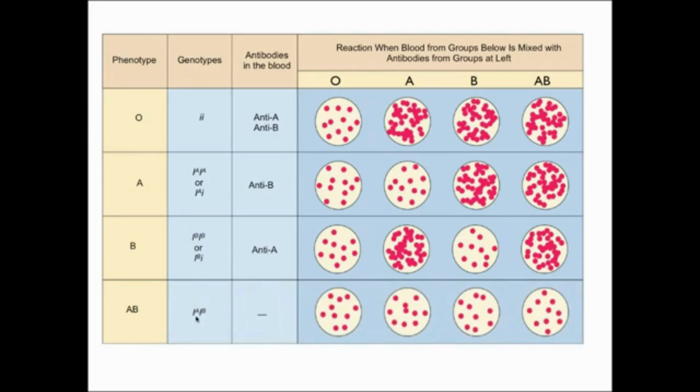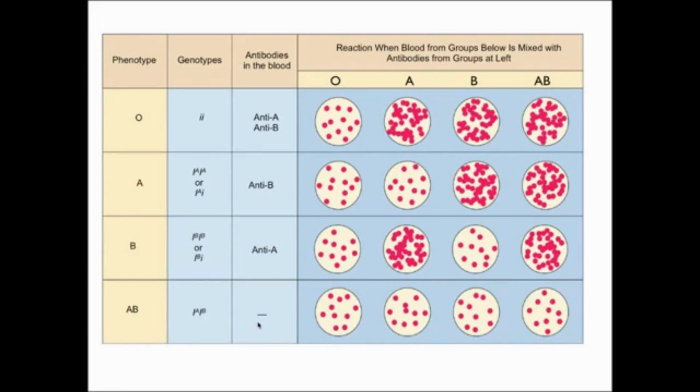Finally, last, we have AB blood. This is really why you see that ABO blood types are an example of codominance. If you have A from one parent and B from another parent, it's not like one is dominant over the other, right? You express both. That's why we call it codominance.